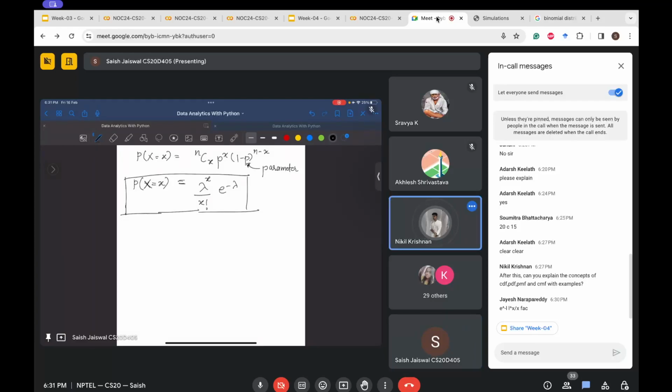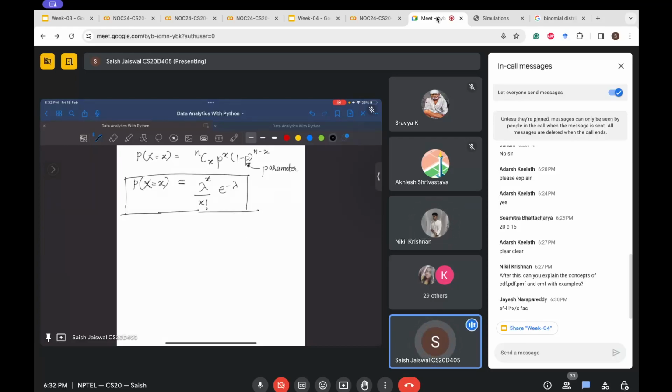Sir, a doubt. When you look at a problem, how do you differentiate immediately that it belongs to this distribution or that one? Yeah, that is a good question. It depends on, for example, if you have a fixed number of trials and you want to find the probability of getting a fixed number of successes in that, then you will go for binomial distribution.